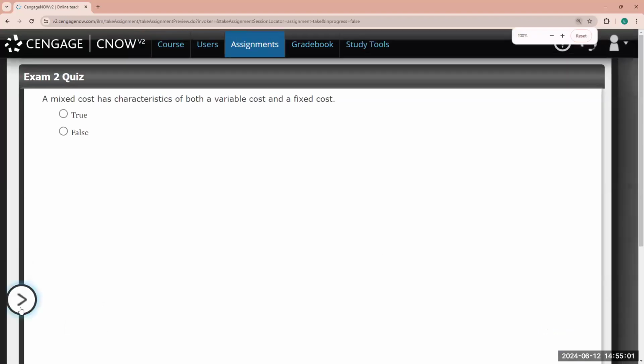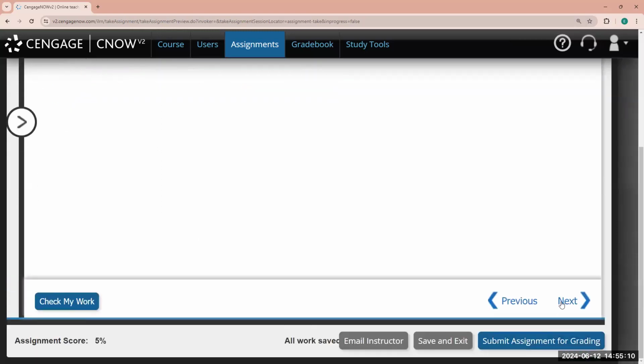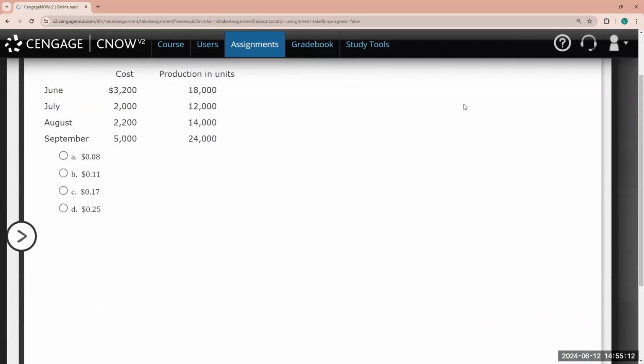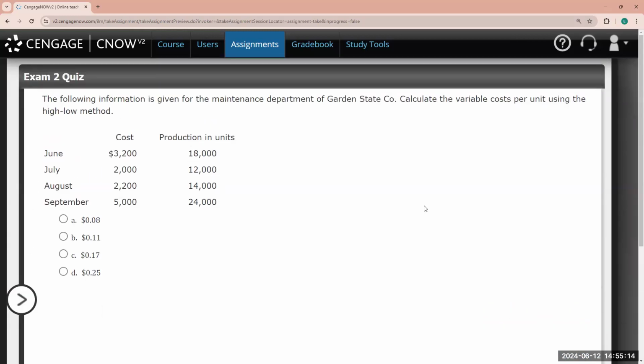Here we just have a few more questions. It's asking us, a mixed cost has a characteristic of both a variable cost and a fixed cost, and this is true. The next question is asking us to work on the high-low method. On the high-low method, we know that this is essentially a cost estimation. And with the cost estimation, we can determine both the fixed cost and the variable cost.